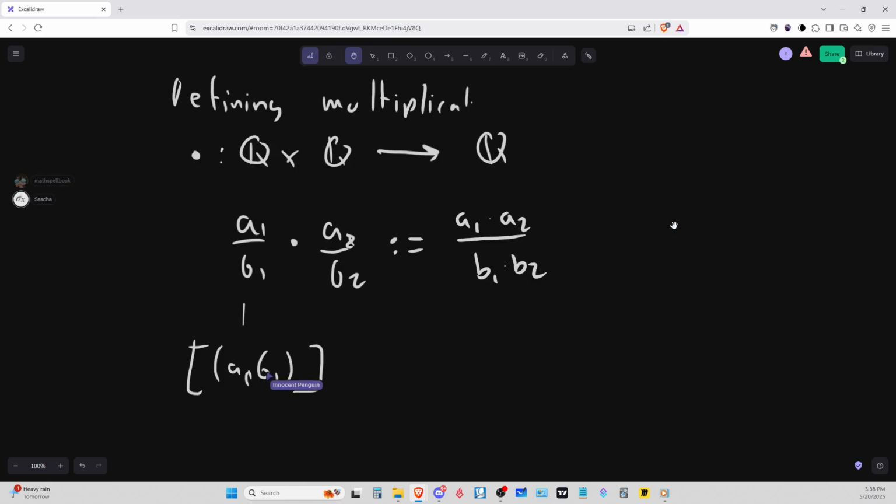Because maybe a1 times b1 could be something like a half. It could be 2/4, right? And maybe this definition is not well defined. We get something different. So we're going to check that this is well defined, pretty much the same way we did it last time. Last time I think I did it for addition.